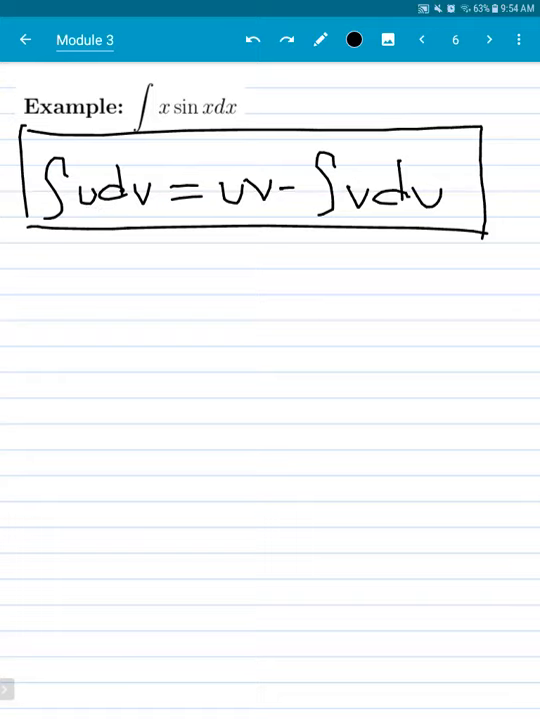It depends on the choice, but the proper choice of u and dv here will be the following. U will be set equal to x. This is u, and then the rest will be dv. So dv will be the rest, that includes the dx. So it's sine x dx.